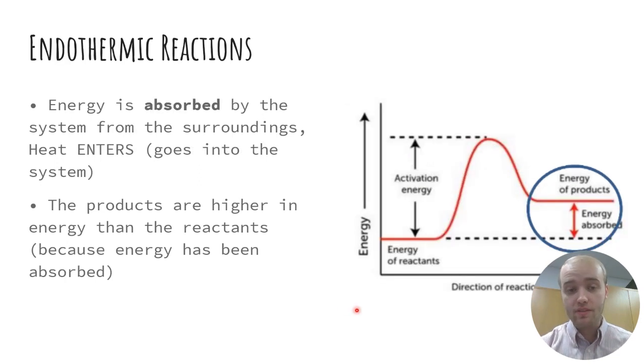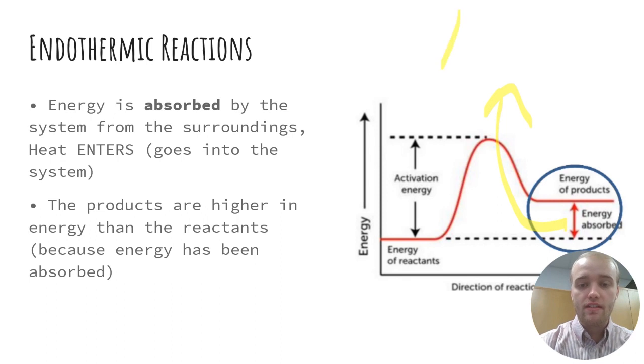The opposite can be said for an endothermic reaction. Same reaction profile diagram right here, but instead of the reactants being higher than the products, now we have the reactants being lower than the products. So what you can see is there's a gap right here between them. That's how much energy is absorbed. And if you remember from our previous lecture, what that is right there is the delta H.